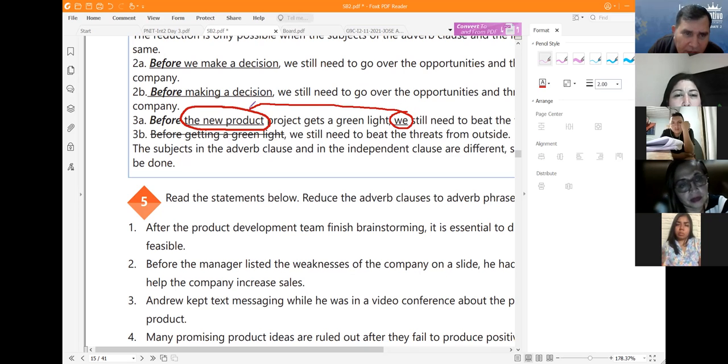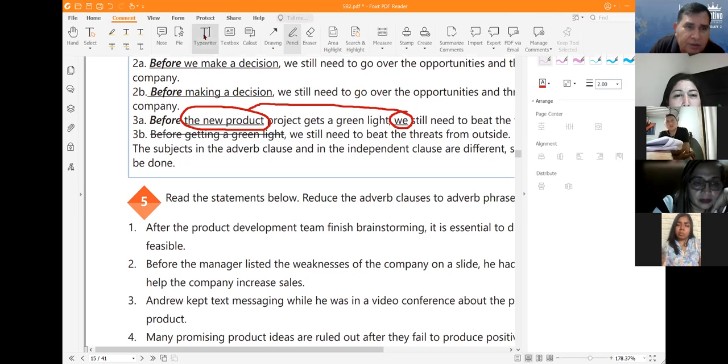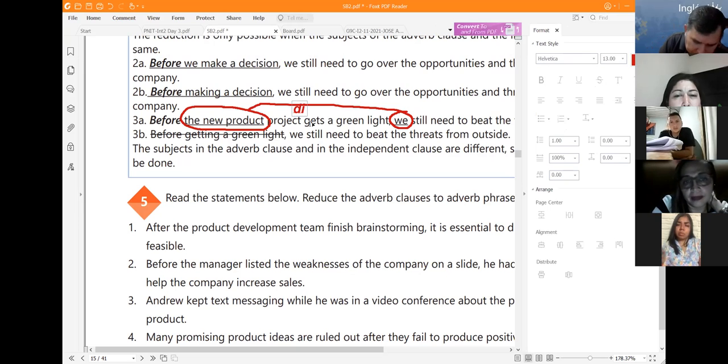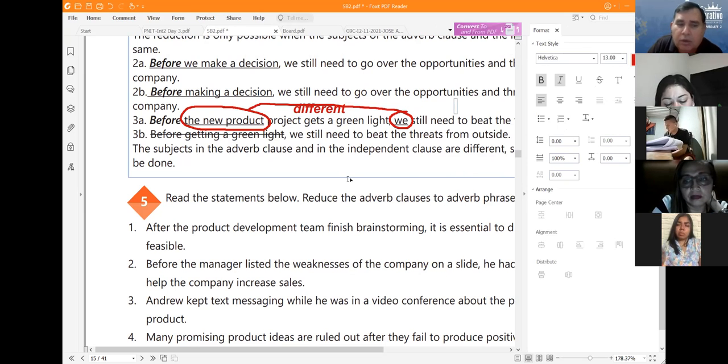Now the question of the $1 million. Is the subject or are the subjects the same? No, it's not. They're different, right? Right. They're different. So we put here different. Okay, my friends, they are different. So what is obligatory in order to reduce the clauses? That the subjects be the same. If the subjects are not the same, we cannot reduce. It's not that we shouldn't reduce, it's that we cannot reduce. We cannot reduce. It has to be the same subject.